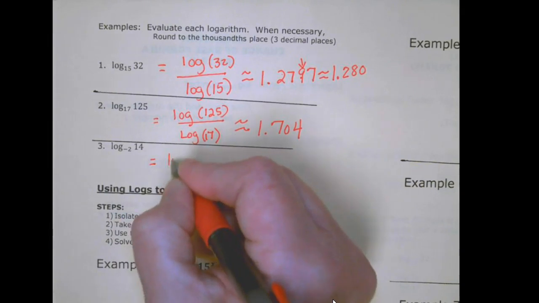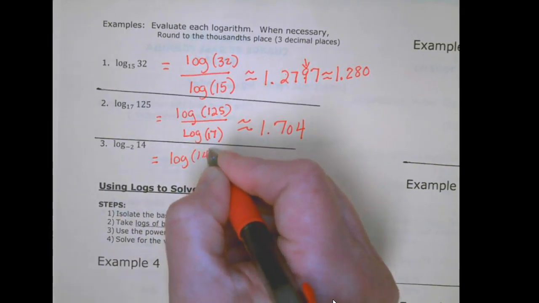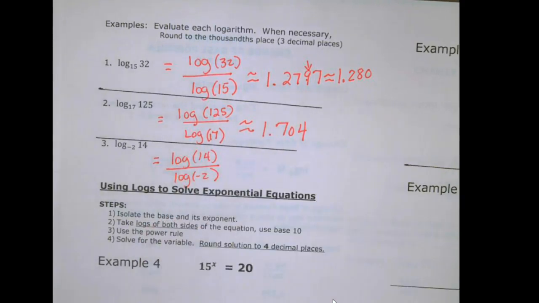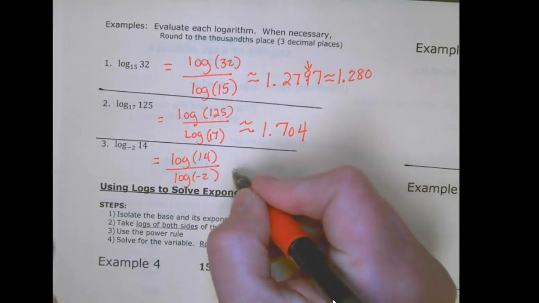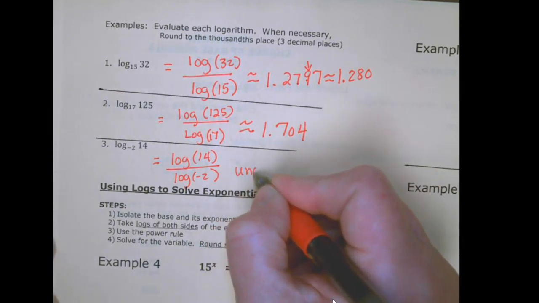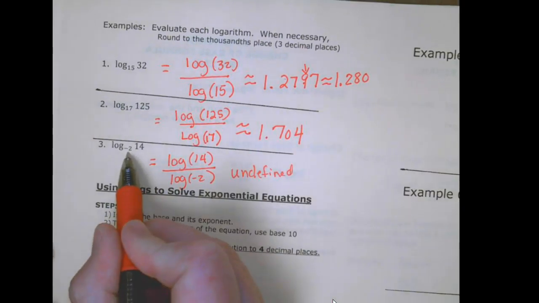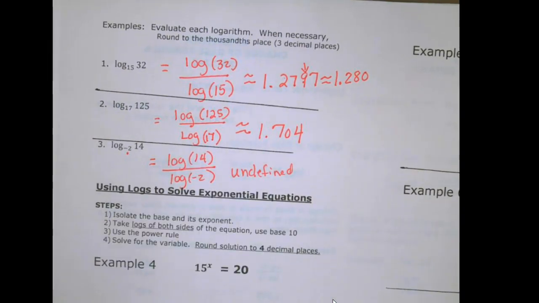This is going to be a log of 14 divided by the log of negative 2. You must close the automatic parentheses, and the calculator will give you an error message. That's because this is undefined. You cannot take the log if you have a negative base.